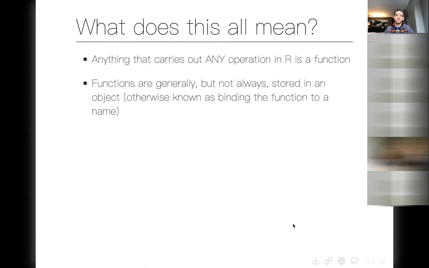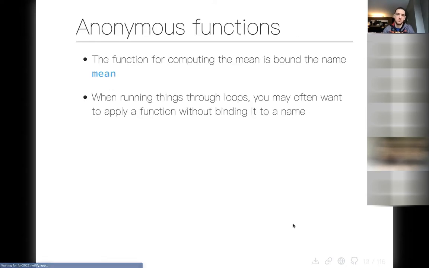So what does this all mean? Any operation that happens at all in R is a function, and functions are generally, but not always, bound to an object, okay? Or bound to a name. I say not always though, because we very regularly use what are called anonymous functions when we're looping, okay? So whenever we're doing something like lapply, some list, and then we say function(x), and then we use x in place there, that's an anonymous function. It's a function that lives within that loop and it never exists anywhere else. So it's not bound to a name, so therefore it's an anonymous function, okay?